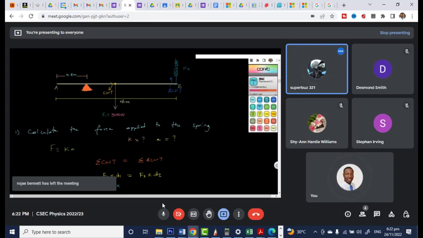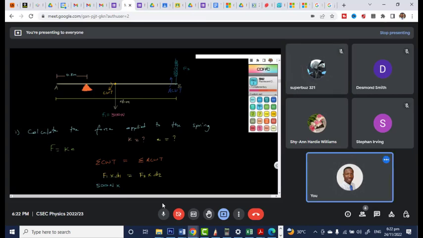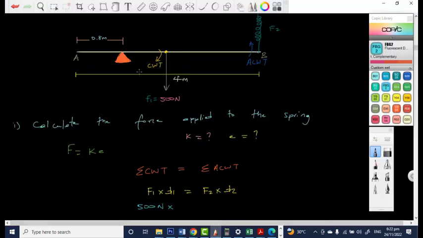Stephanie, you agree? Stephanie, let me know if you're hearing me. I agree with myself because I know for a fact that if it's in the center, it should be half because it's in the center.